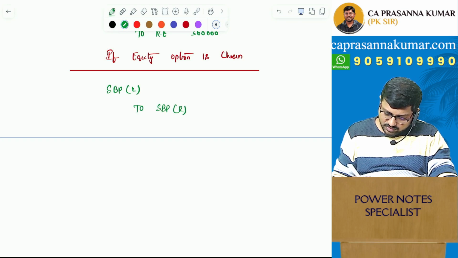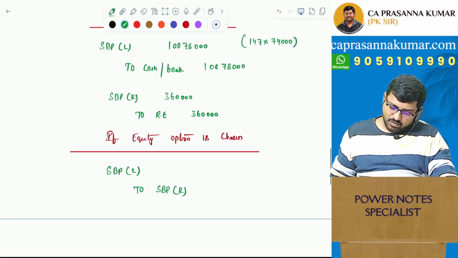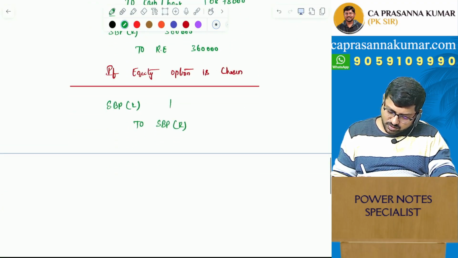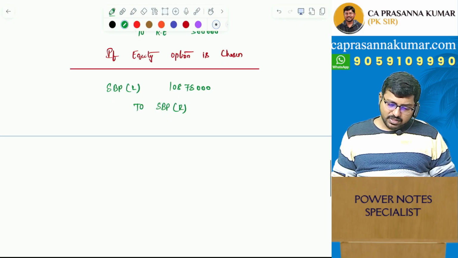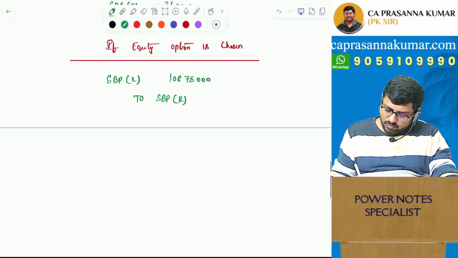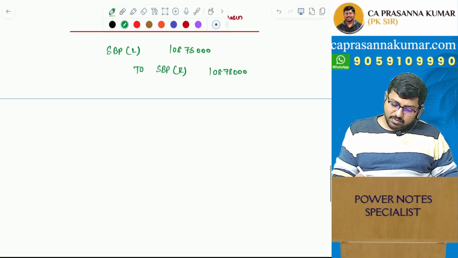SBP reserve. Okay. Now what is the SBP liability that we have got? 1 crore 8 lakh 78,000. That will literally be transferred to what, Nana? SBP reserve. Correct? So 1 crore 8,78,000 will be transferred.